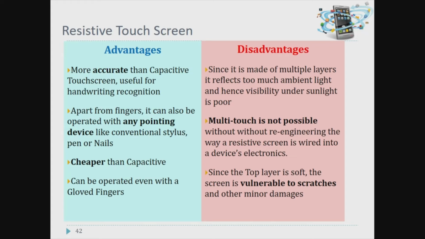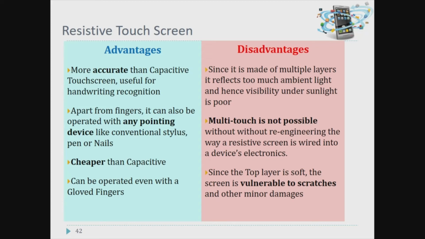Second, apart from the finger, we can operate using any pointing devices, like stylus, pen, or nails. This one is cheaper compared to the capacitive touch screen and can be operated even with gloved fingers. Even if you use a glove, you can still touch the screen and it will respond to you.